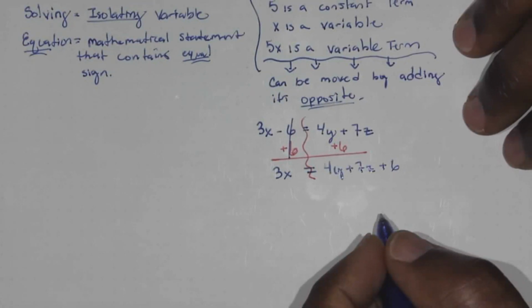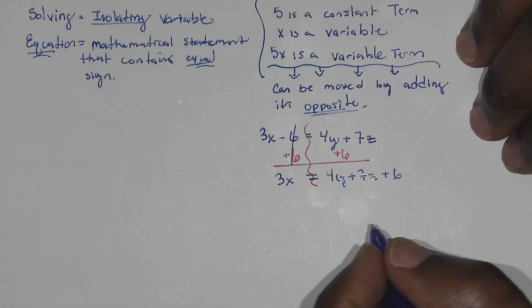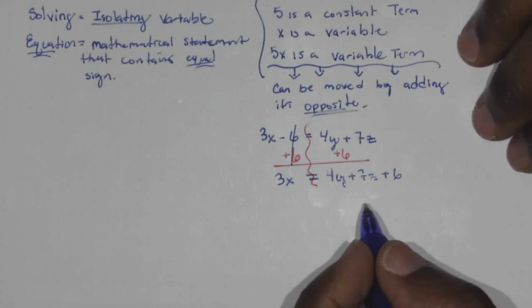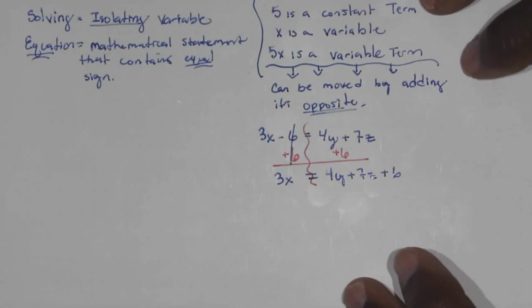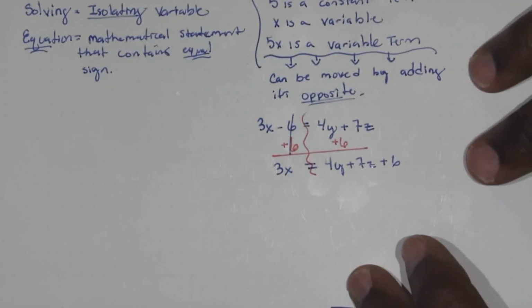Let's try it again. All right. What if I ask you to move the 7Z to the other side of the equation? How you going to move it? First off, what is 7Z? What kind of term is 7Z?